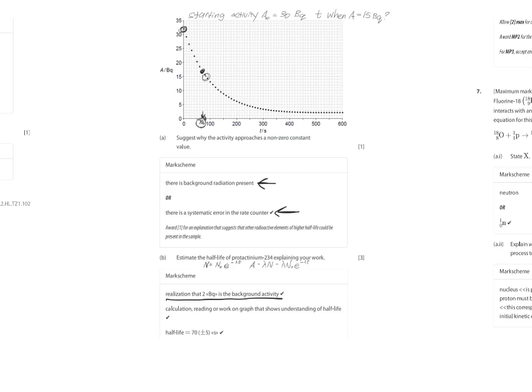So there are 2 pieces to this. First of all, being able to pull the half-life from the exponential decay curve, but also realizing that the curve itself is shifted by 2 becquerels. And if you did not realize the curve was shifted, you would have said 80 seconds. And the answer is 70 plus or minus 5. I think that's mean. But yeah, there are 2 elements to that piece.